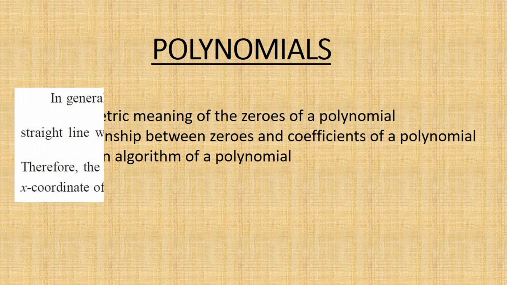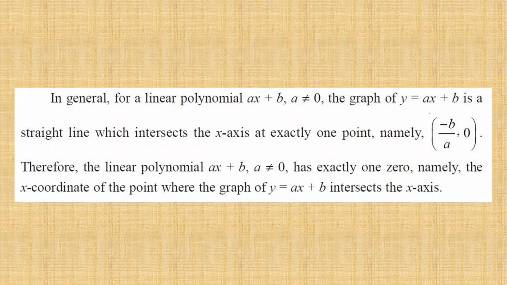So we conclude this idea like this: for a linear polynomial p of x is equal to ax plus b, a not equal to 0, the graph y is equal to ax plus b is a straight line which intersects the x-axis at exactly 1 point, namely (minus b by a, 0). And minus b by a is the x coordinate of the intersecting point, and that is the zero of the linear polynomial.